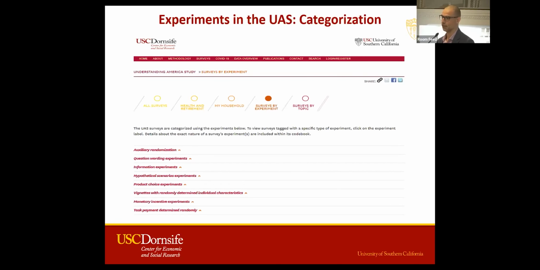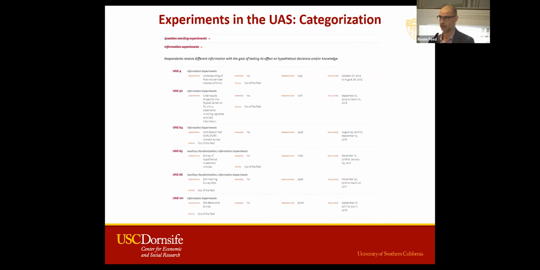So as I said, if you want to look at the surveys by experiment, go to the website, and there is the subsection, and you will see the list that I just showed you. If you click on each one of the items, let's say in this case, I'm clicking on information experiments, you see the list of all the surveys that contain that type of experiment. And of course, a brief description of what that category is about.